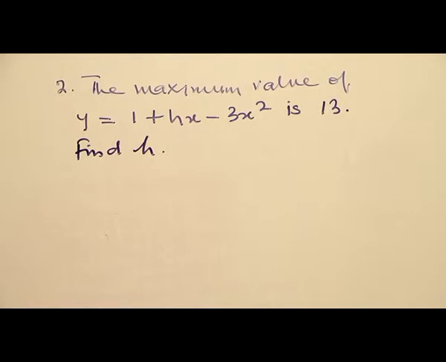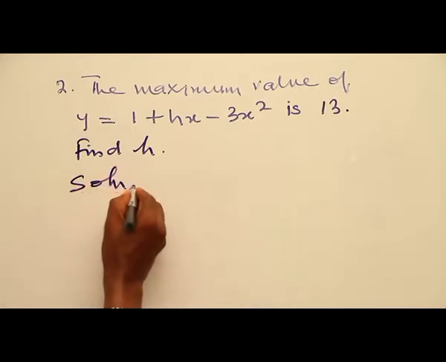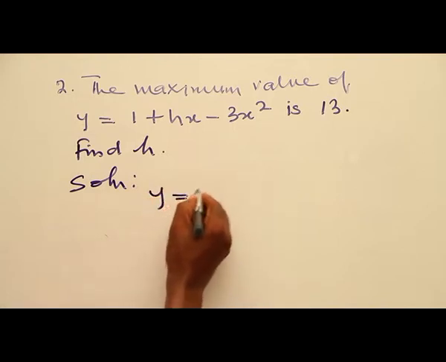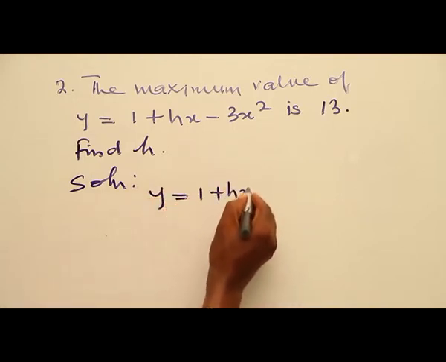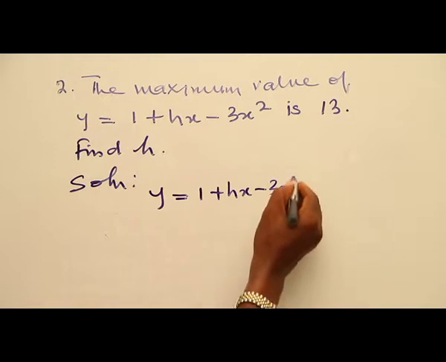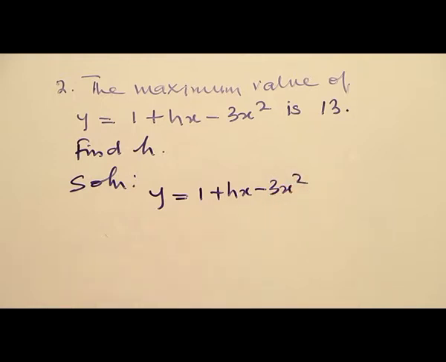Take note, the maximum value has been given to you as 13. Before we arrive there, what is the process? This is the process. Solution. We have y equal to 1 plus hs minus 3s squared. Remember, to find the maximum value, you need to find the maximum point. To find the maximum point, you need to differentiate the function.